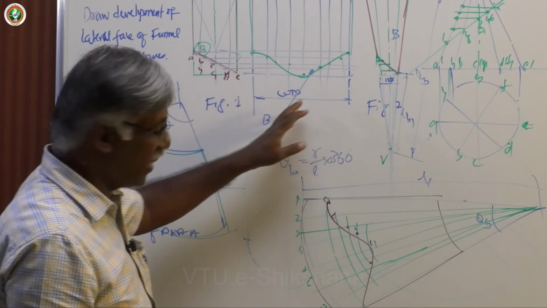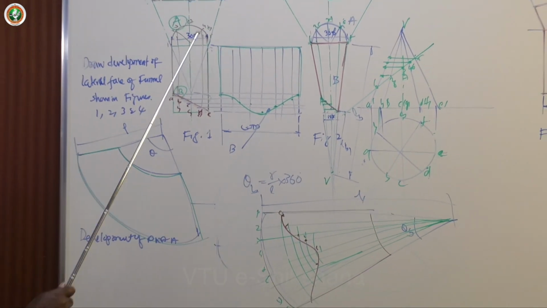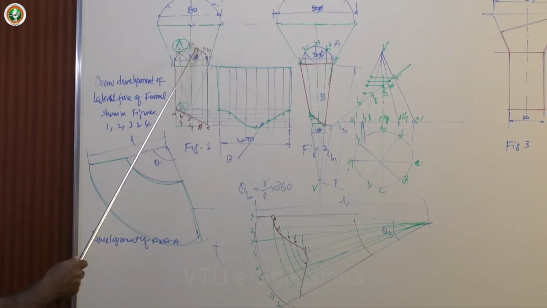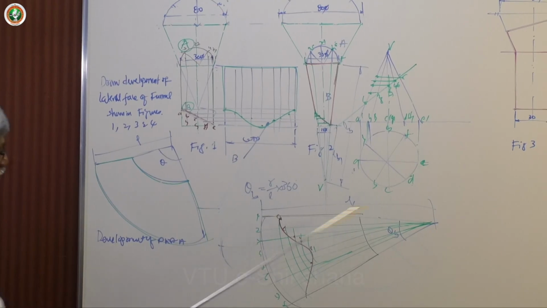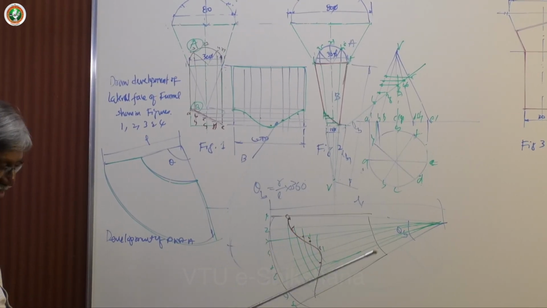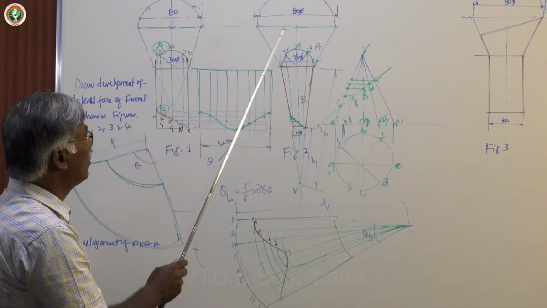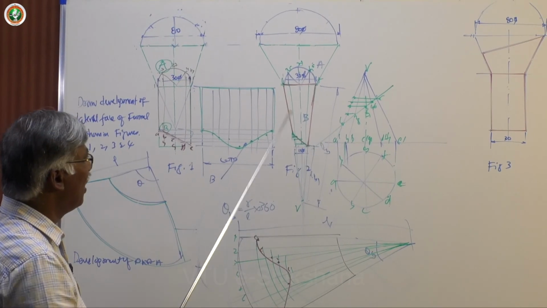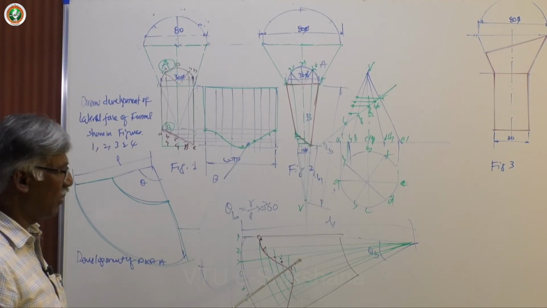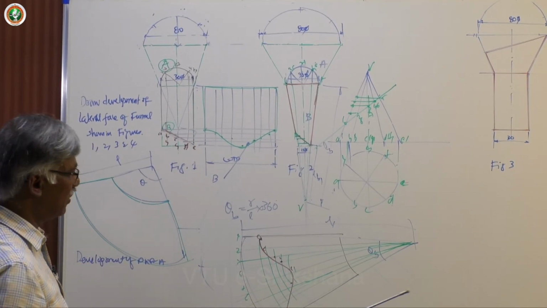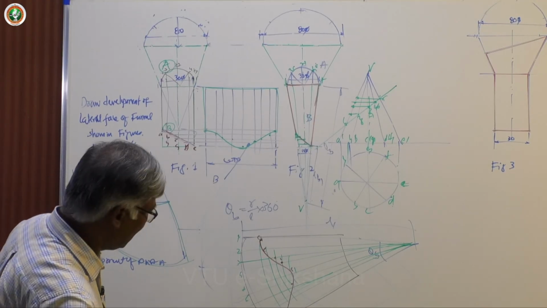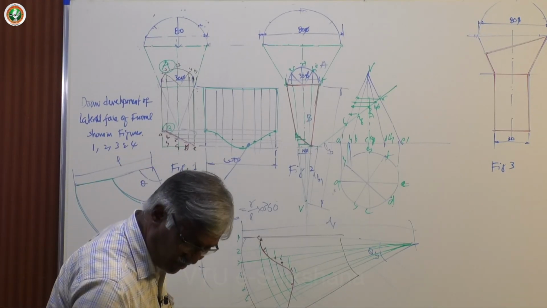So this is how you get the development of figure 1, part A, part B, part A, then total without any this one, you get this. Now for figure 2, this one is the same thing, the development, and I explained how to get it. So this is how you get the development for the second part.